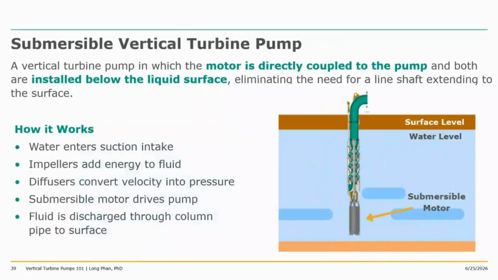So for the submersible vertical turbine pump, the bowl assembly really resembles the line shaft vertical turbine pump. The only special difference is the motor is submerged underwater and coupled directly to the pump. So with that, there's no need for line shaft columns, eliminating the need for any line shaft or any line shaft bearing, anything like that. So the water moves through the intake, goes to the bowl assembly, up through the columns and discharges to the discharge elbow top.